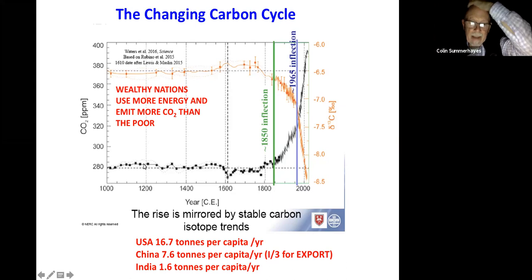All the little black squares in the lower part of the diagram are carbon dioxide measurements made in ice cores up until just after 1850. And then we get into direct observations. You see the carbon dioxide continues to increase. So how do we know where that carbon came from?